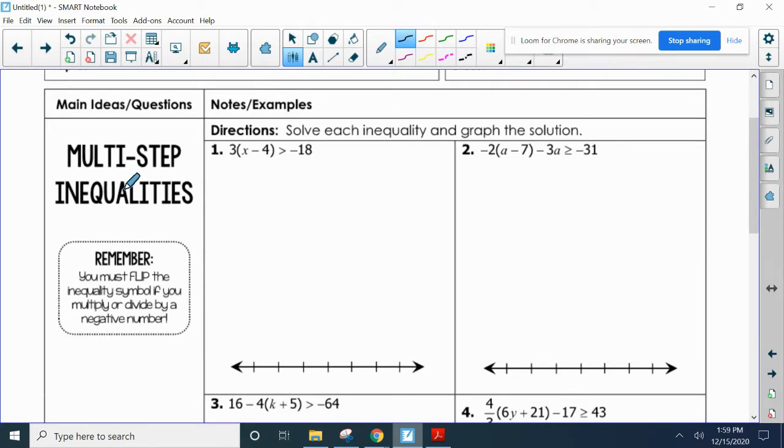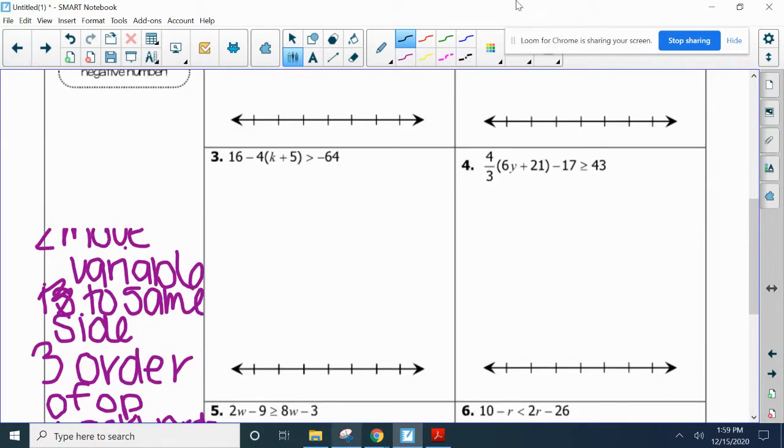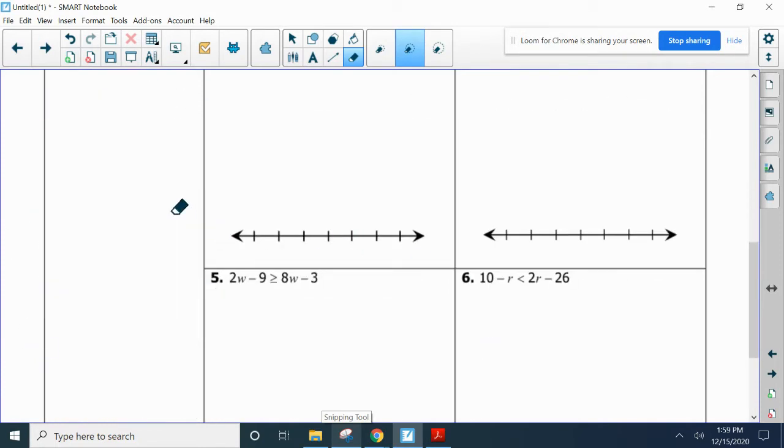So remember, you must flip the inequality symbol if you multiply or divide both sides by a negative number. And then other than that, it is the same process of solving a multi-step equation. And I'm going to go ahead and go through that with you.